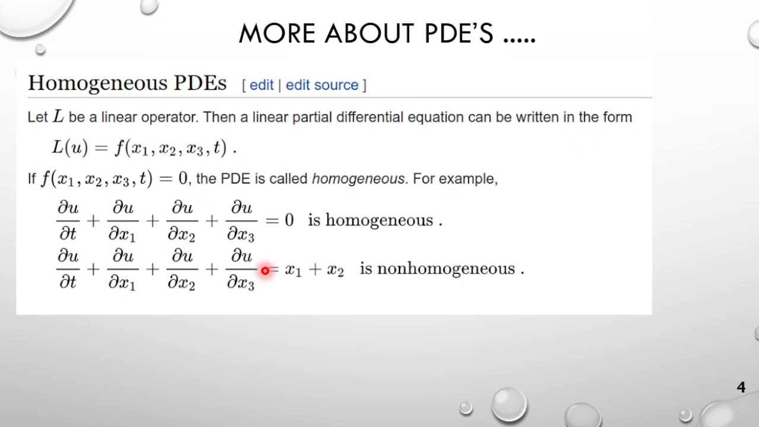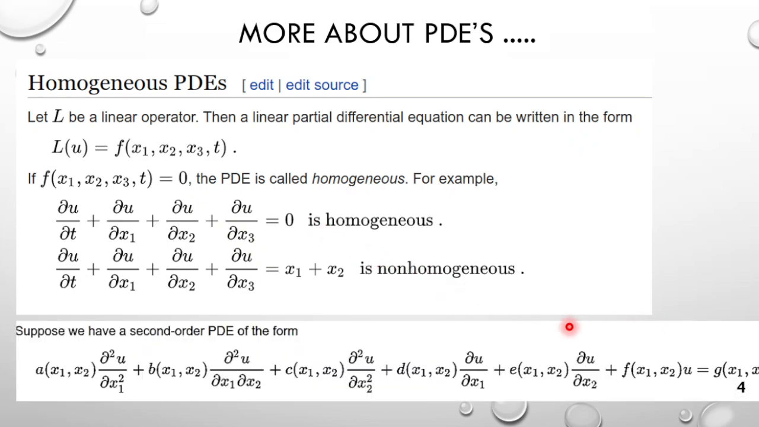So mainly this function, as it is written here, should be in terms of x1, x2, x3, t. Only then it will become non-homogeneous. If you have u, which is a dependent variable, it will still be homogeneous only. So some of you have written that it is homogeneous.